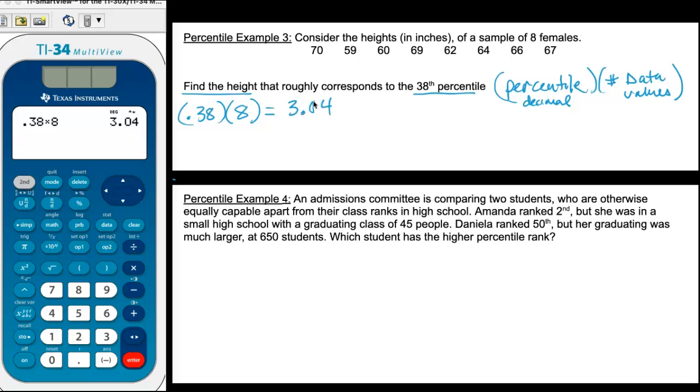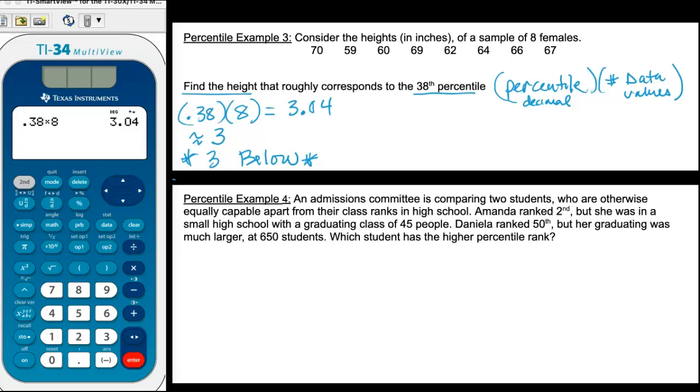And I'm going to have to round here to the nearest whole number because I can't count 3.04 data values. So I'm just going to round to the nearest whole number, which is 3. So that's about 3 people. So I want to find the person that has 3 below. That's what I'm trying to find. That's going to be the 38th percentile.